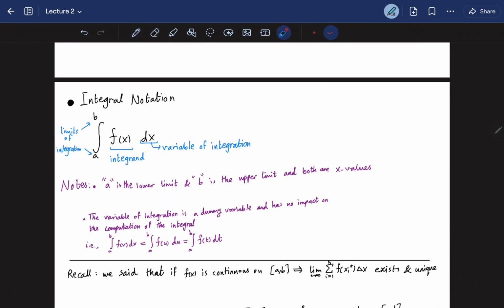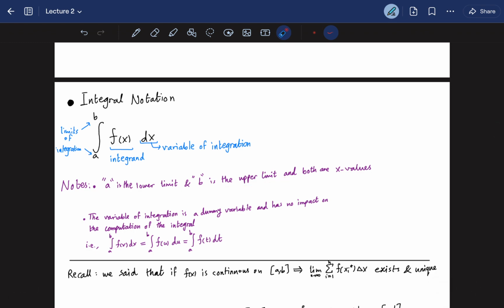The general notation for any definite integral, we have the integration sign, we have limits of integration. Sometimes I'll call them my bounds, upper and lower bound. The function that's inside of your integral is called the integrand, and dx, or d of any variable, this is the variable of integration. Like I said, a is the lower limit, b is the upper limit, and they're both x values here.